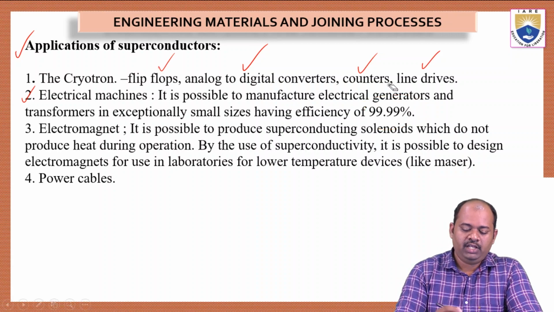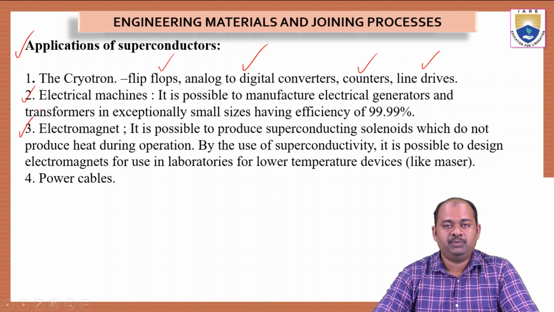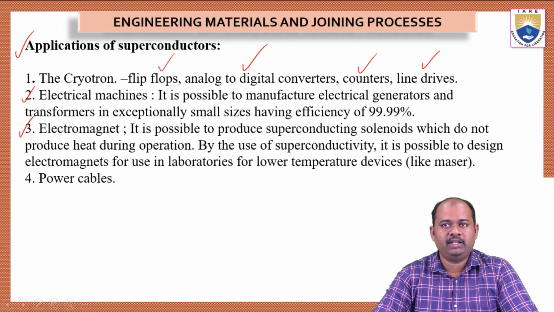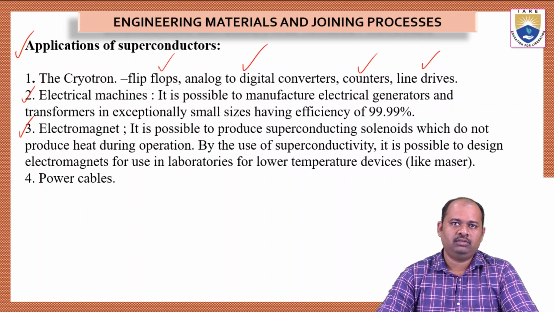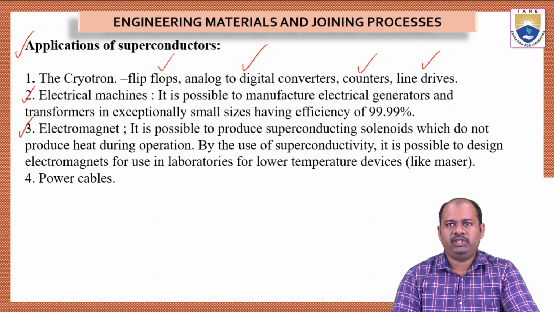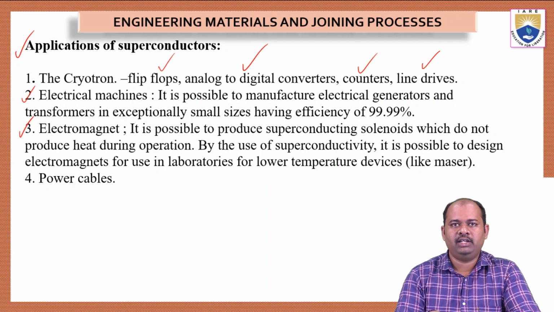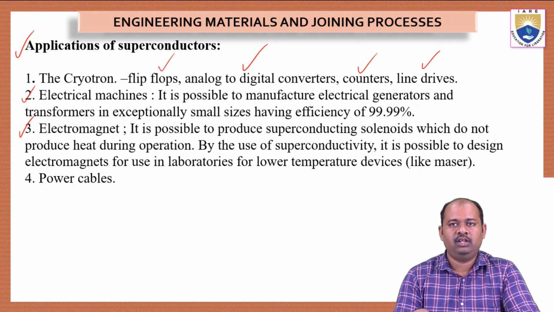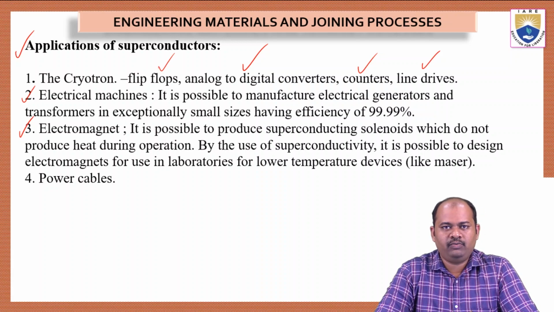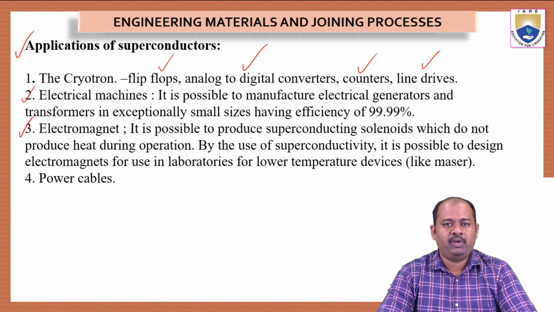And then we can prepare electromagnets. It is possible to produce superconducting solenoids which do not produce heat during operation. By the use of superconductivity, it is possible to design electromagnets for use in laboratories for low temperature devices like the maser. So what is an electromagnet? We know an electromagnet is a device which will be magnetized when electricity is passed through it.